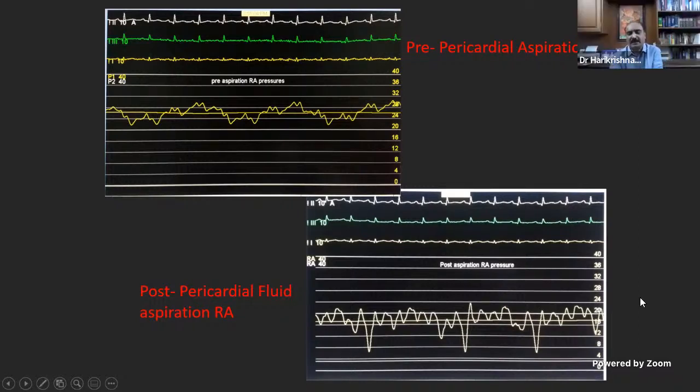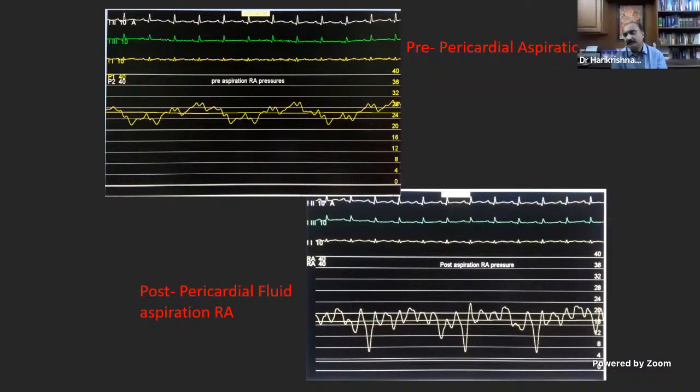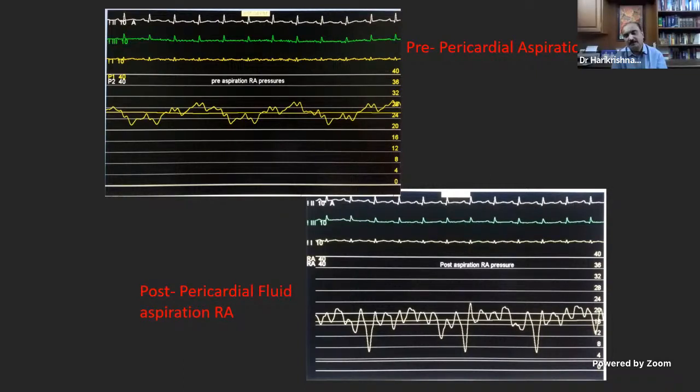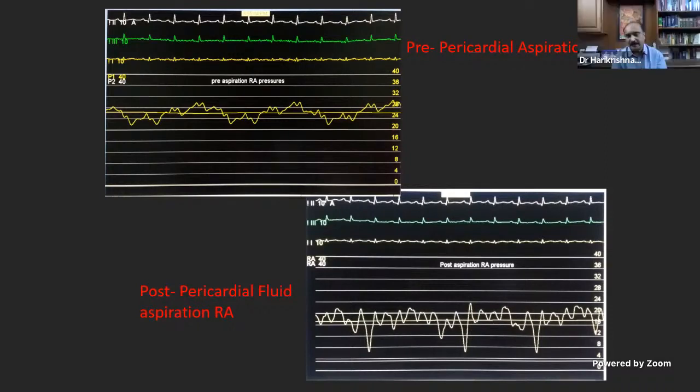What is the pressure? Has it come down to normal? No, sir. 24, it has come down to how much? 20. And is there any respiratory variation now? Yes, sir. There is respiratory variation. See the upper tracing again, there is very prominent respiratory variation. Where do you get any respiratory variation in the lower tracing?